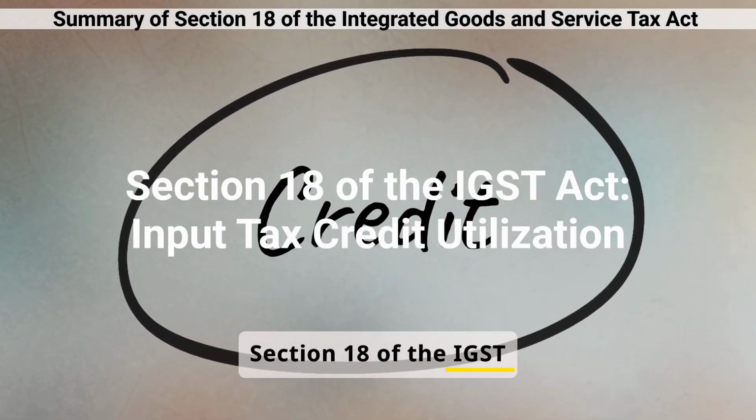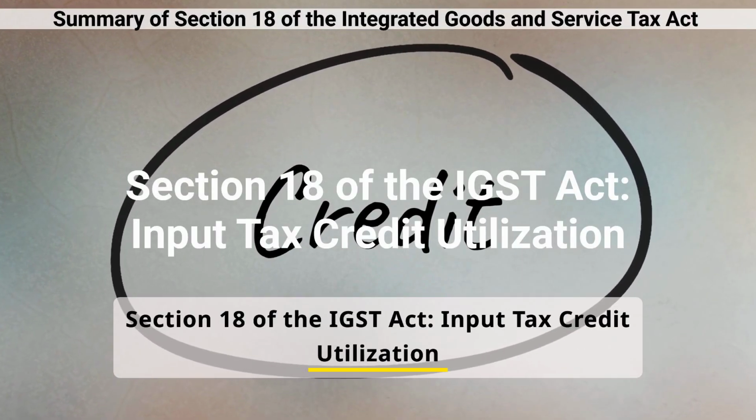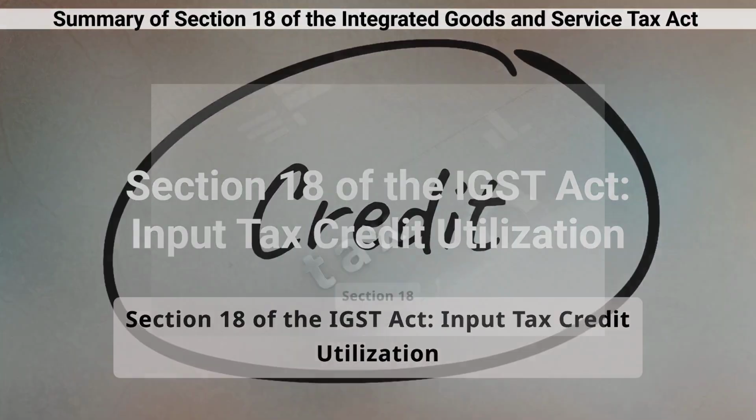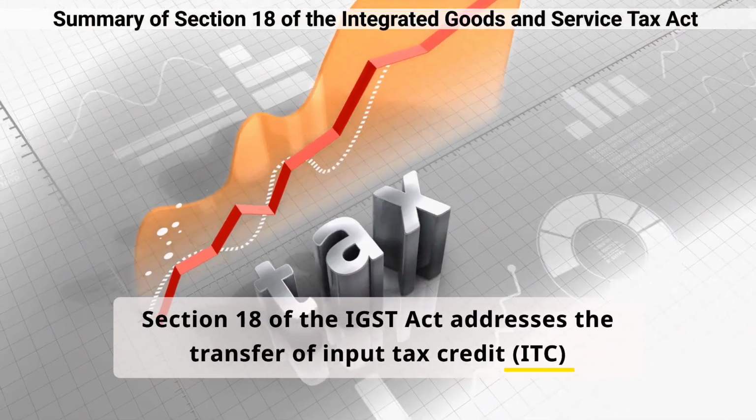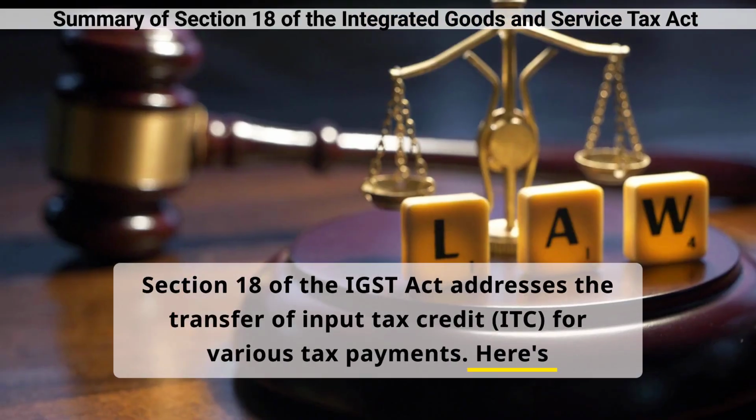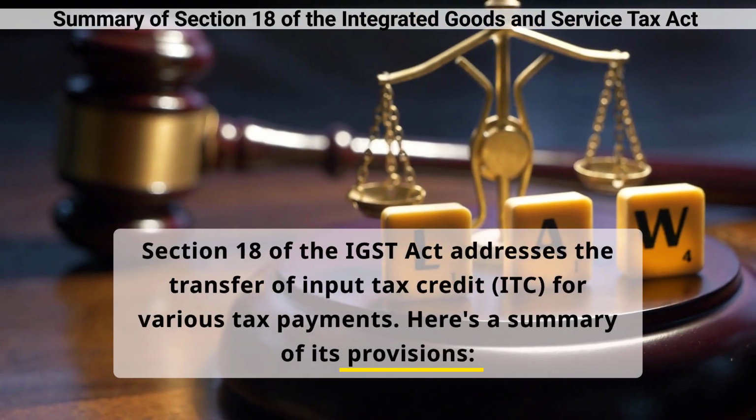Section 18 of the IGST Act, Input Tax Credit Utilization. Section 18 of the IGST Act addresses the transfer of input tax credit, ITC, for various tax payments. Here's a summary of its provisions.